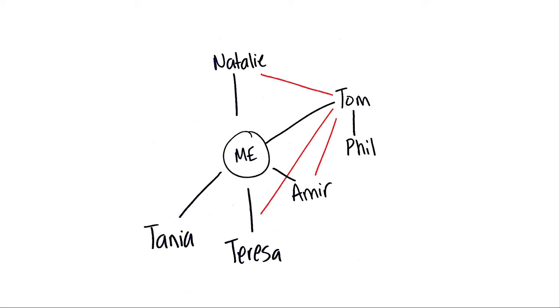So it looks like Tom, Amir, Phil, and Natalie are all connected. They are all a cluster. And Tanya and possibly Teresa, or maybe even Natalie, are on the outside here because they have one connection to you and maybe one connection to other people. So they might be sources of unique information. And you can start to look at these types of mappings to hold meaning.